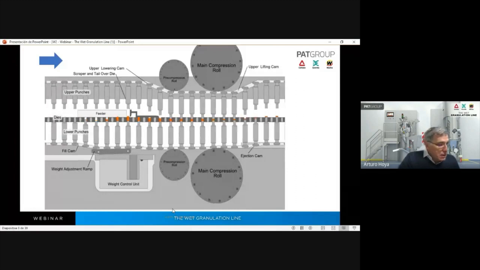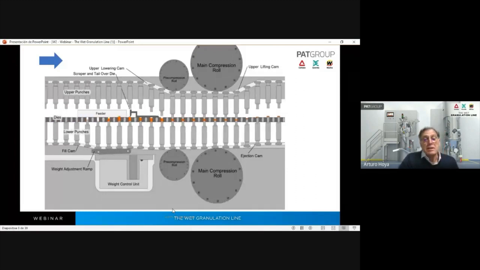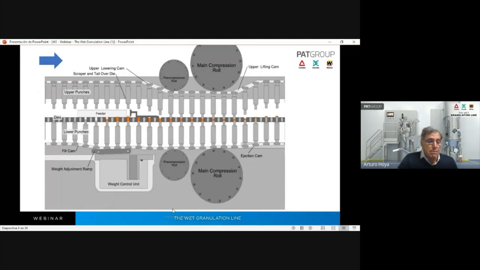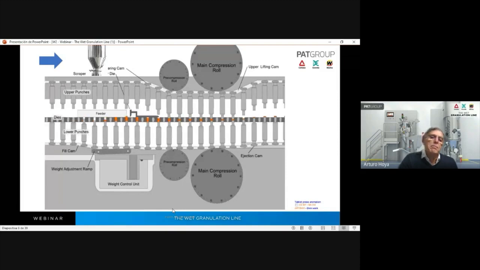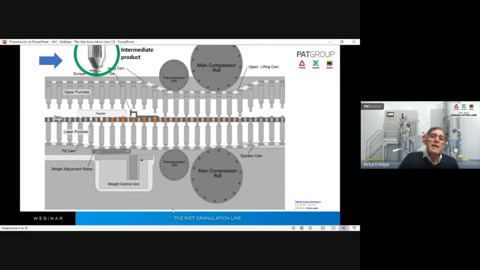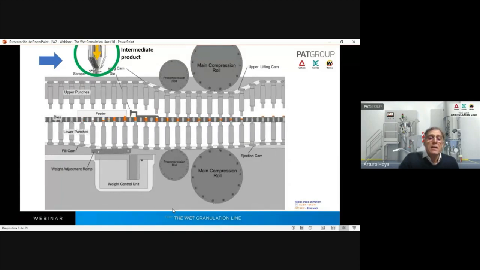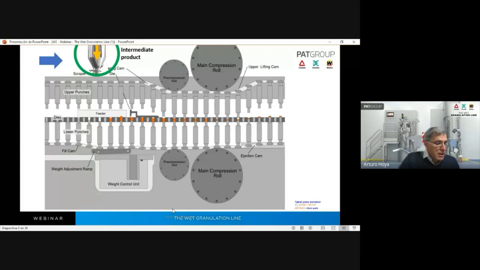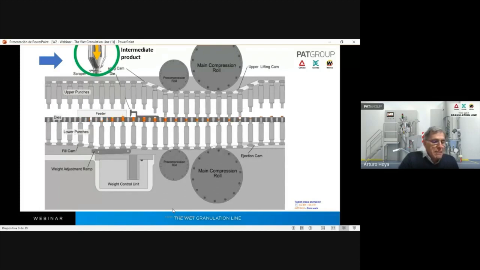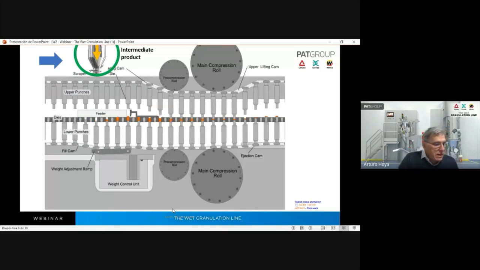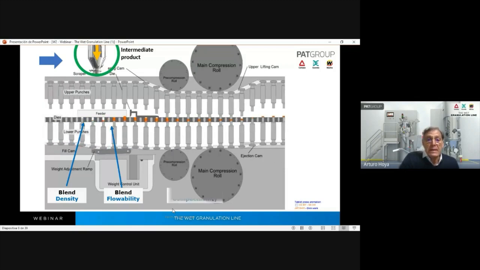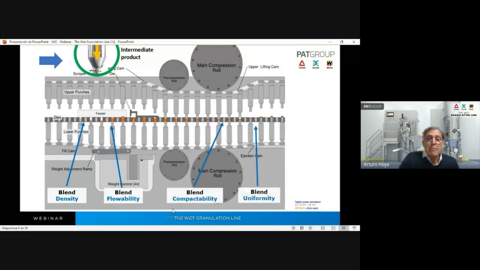Well, here is a linear simulation of the tableting process in high-speed production. Look at this, it is the hopper of the machine. When the intermediate product is put in the hopper and flows to the feeder, the main attributes that this intermediate product has to have are its density, its blend flowability, blend compactability, and blend uniformity.